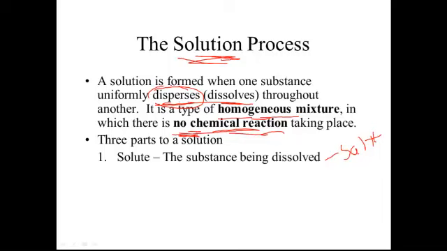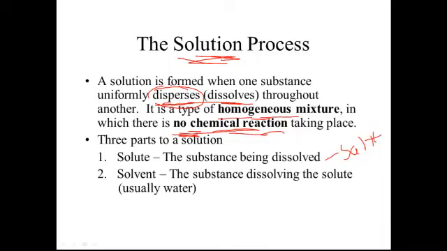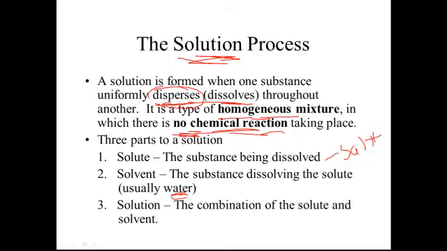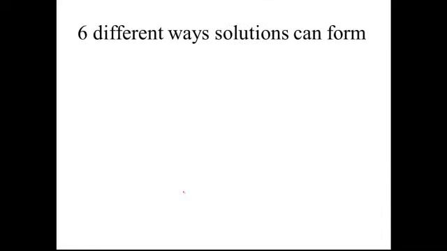And when you have a solute, you're also going to have what's called a solvent. A solvent is the thing that makes the solute get dissolved. And like it says here, the solvent is typically water. Water will dissolve a lot of things. Then you put those two things together and you make the solution. So a solution is a combination of the solute and the solvent.